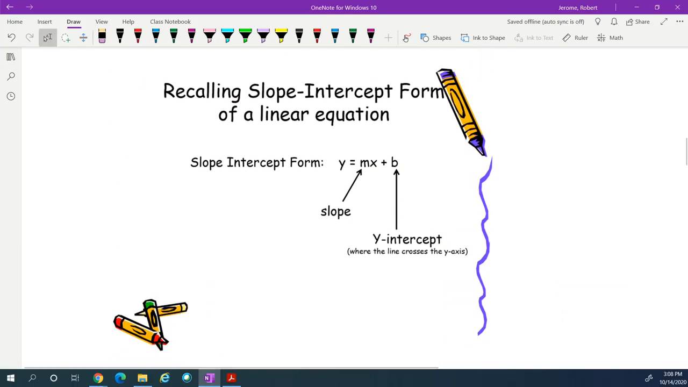The other thing we want to recall from algebra is slope-intercept form of a line. y equals mx plus b. m represents the slope, and b represents the y-intercept, or where the line crosses the y-axis. Now, we spent time at the beginning of geometry course reviewing this, coming from algebra, and it's things that we're expected to know.